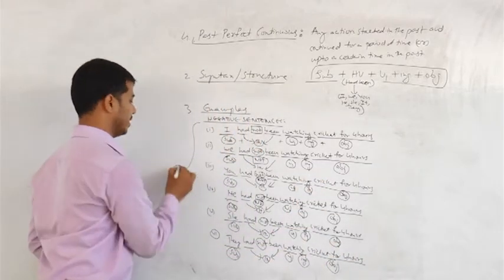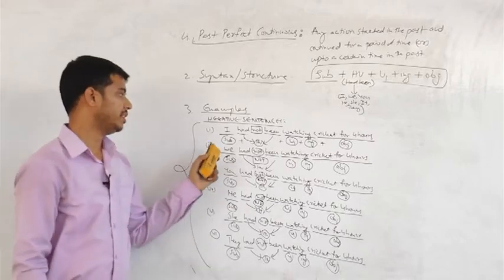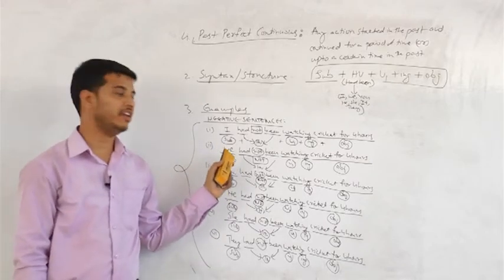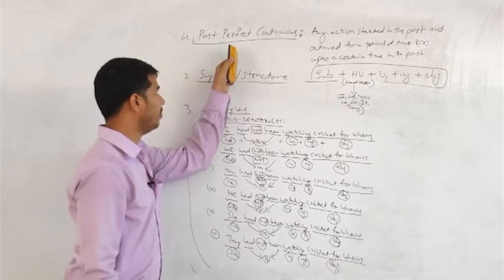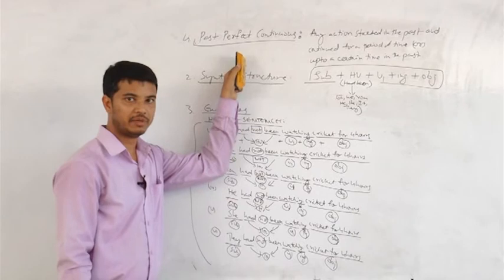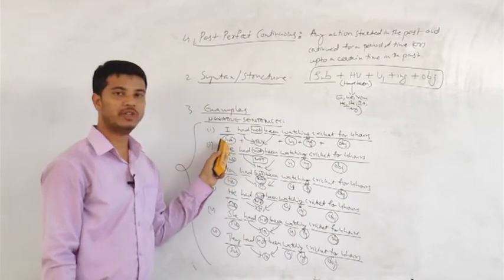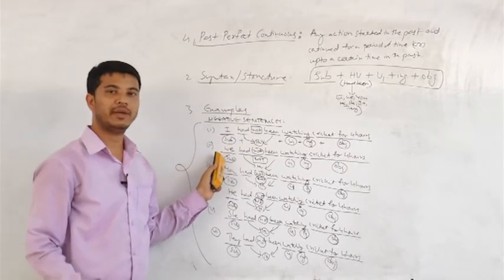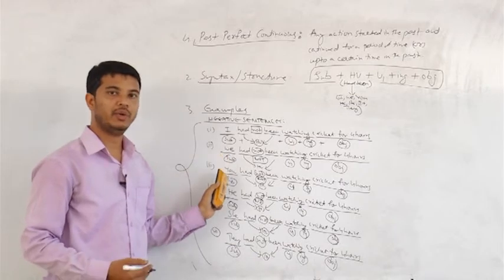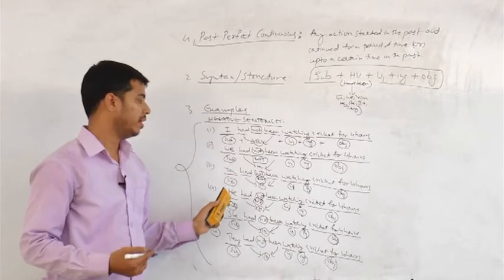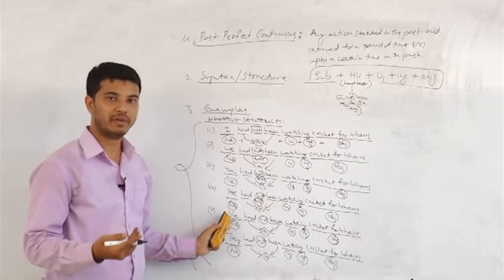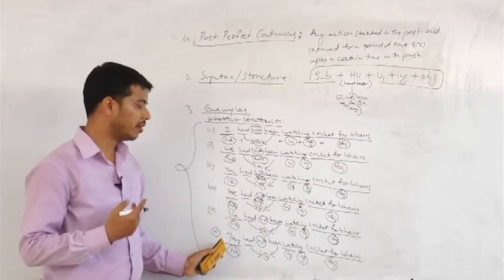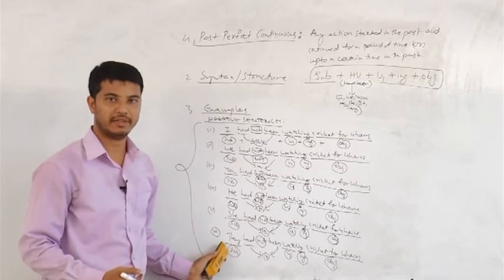So all these sentences, taking all the personal pronouns like I, we, you, he, she and they, are negative sentences under past perfect continuous tense. I had not been watching cricket for 4 hours. We had not been watching cricket for 4 hours. You had not been watching cricket for 4 hours. He had not been watching cricket for 4 hours. She had not been watching cricket for 4 hours. They had not been watching cricket for 4 hours. These are the negative sentences.